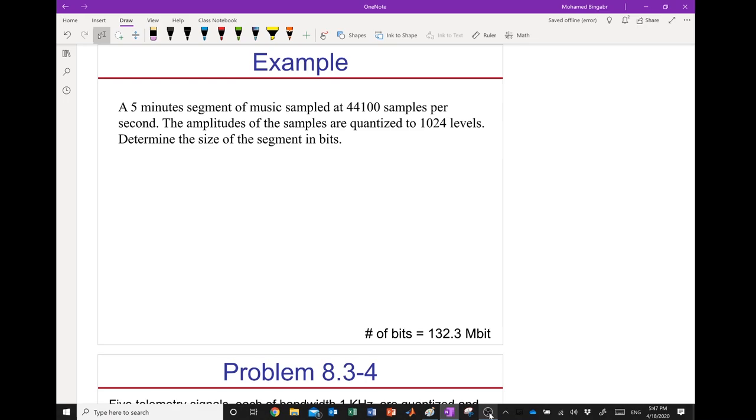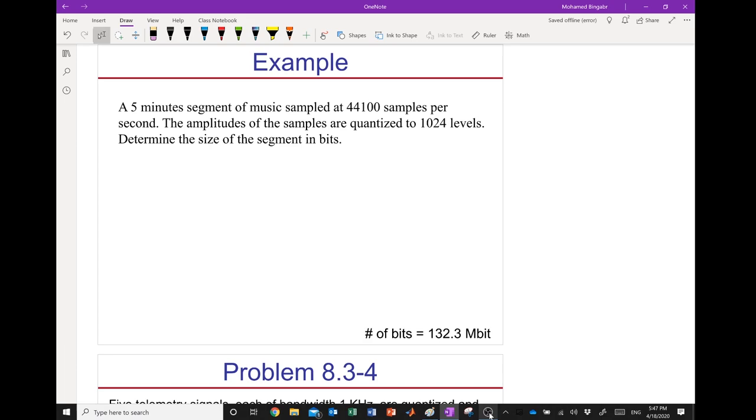Okay. Let's take this example. We have a 5-minute segment of music sampled at 44,100 samples per second. The amplitudes of the samples are quantized to 1024 levels. Determine the size of the segment in bits. So to store these 5 minutes of music, how many bits are we going to be storing?